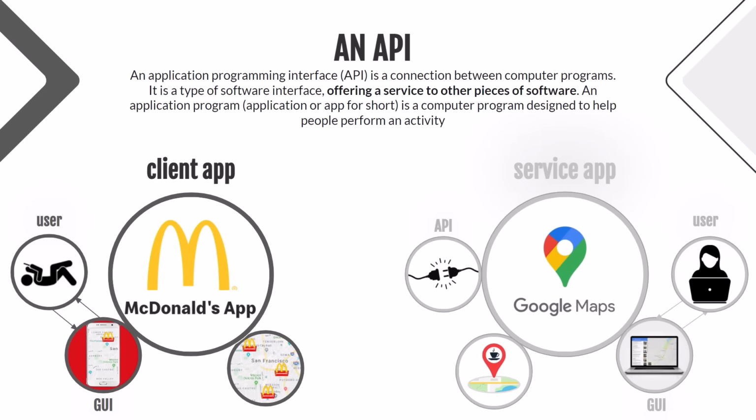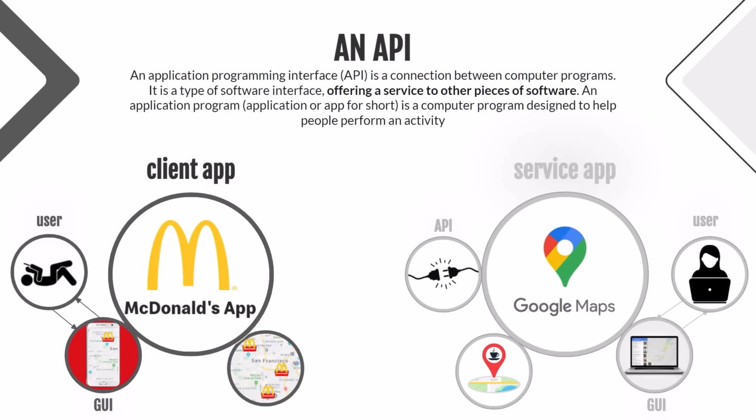Google Maps is the service app because it provides a service. The service is their feature to find the closest restaurant, and they provide this service to McDonald's, another app. And to provide the service, Google Maps uses the API. Let's first check a simple scenario of how it will work. It won't be visible to you as the end user at first.